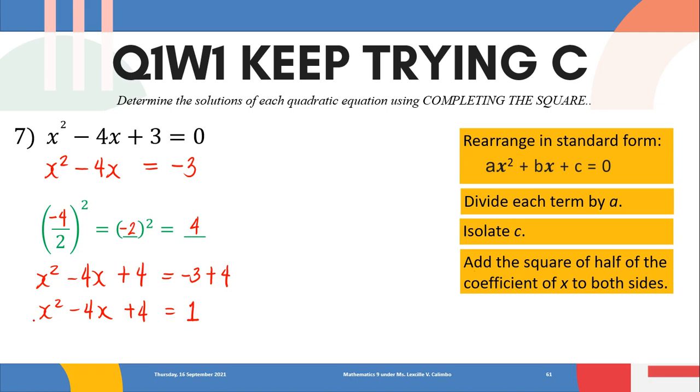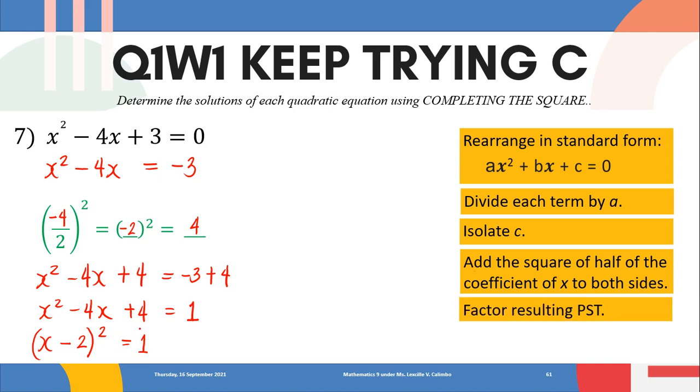Ibig sabihin, we can factor this completely by just writing x and isunod lang natin itong half of the coefficient of x, which is negative 2. So we write minus 2. And then we multiply it by itself or simply write squared. And then equate this to positive 1.